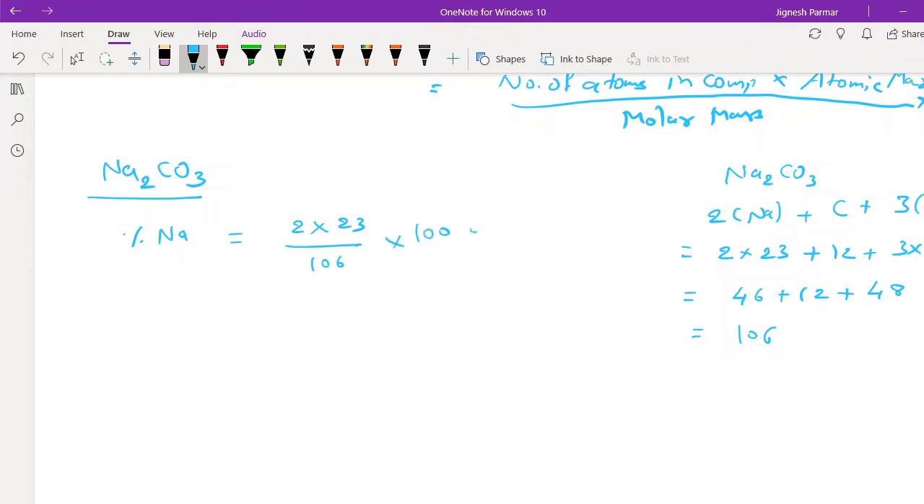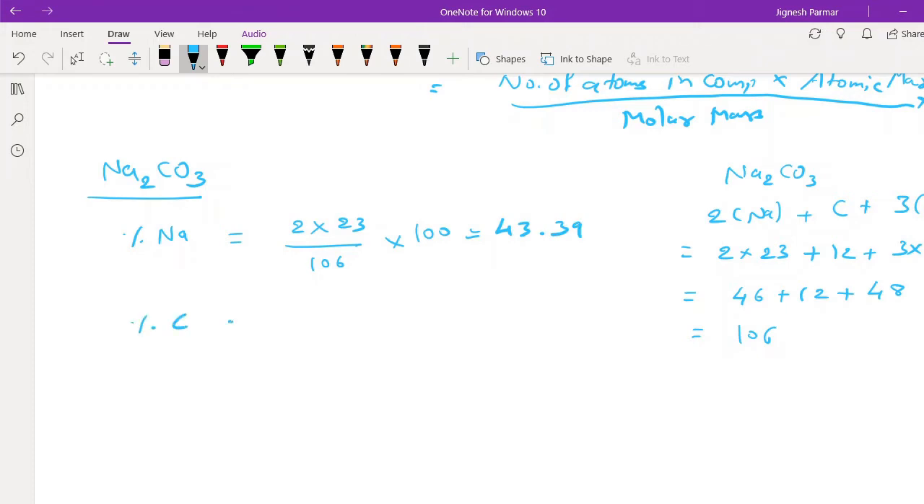Now what do I have? I have a calculator with me which I am going to utilize. Why? Because the Gujarat government allows us to use a simple calculator. So 46 divided by 106, into 100. So my answer is 43.39. Okay, and that's it. This is what I am going to take.